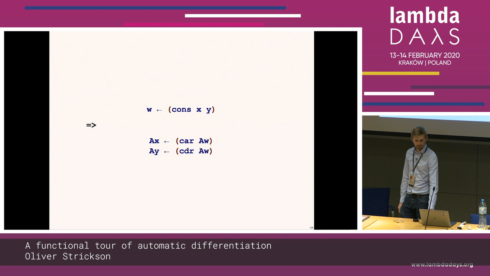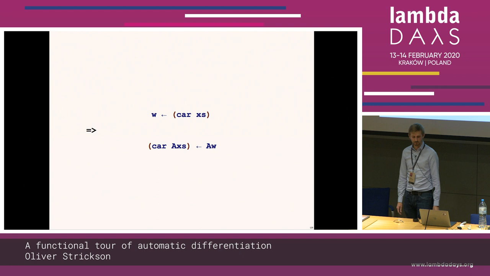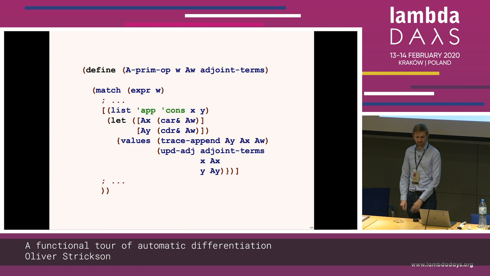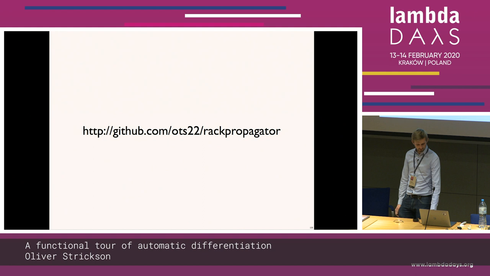So if I've got an update in my original graph of a car, then actually I update the car of the adjoint, and so on. And then A primop looking very similar to the D primop. So this being cons, I think I just have the cons and car ones because the other ones are so similar. Okay, so all the code is there on GitHub.